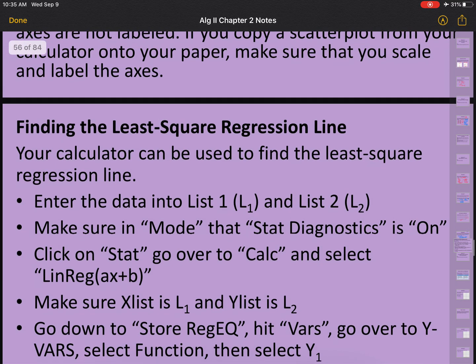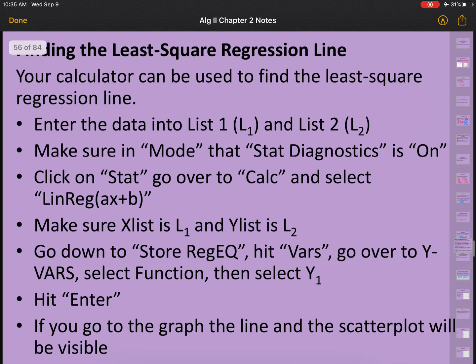So, still finding that linear least square regression line, okay? So your calculator can be used to find the linear least squared regression line, or that line of best fit, okay? I would go through the steps with you if I were able to pull up the calculator, but sadly I'm not. So I'm just going to go through these steps, and if you still can't figure it out on your graphing calculator, let me know and I can help you through that in class.